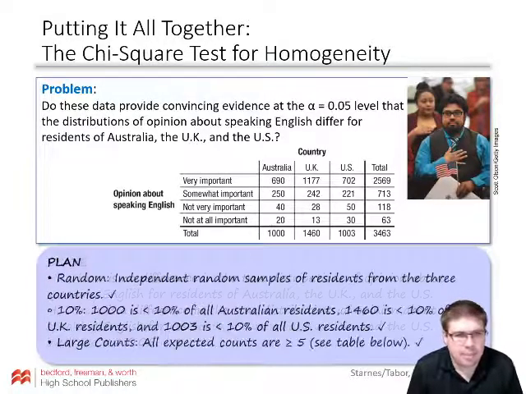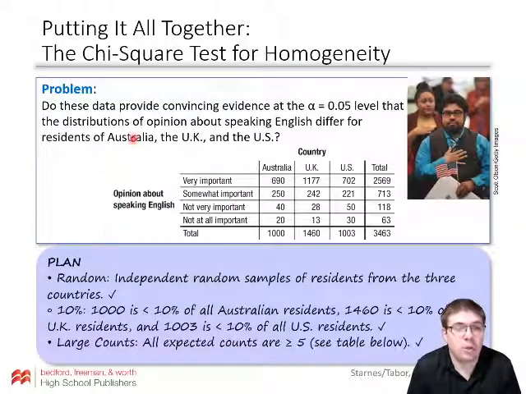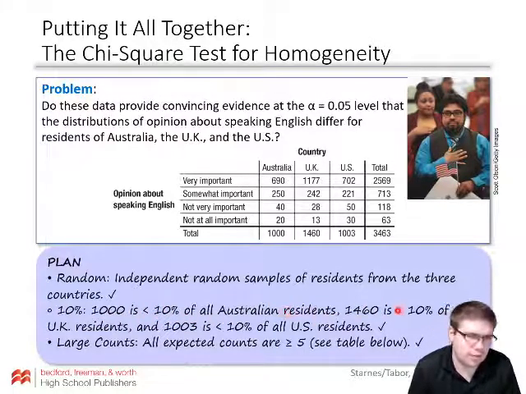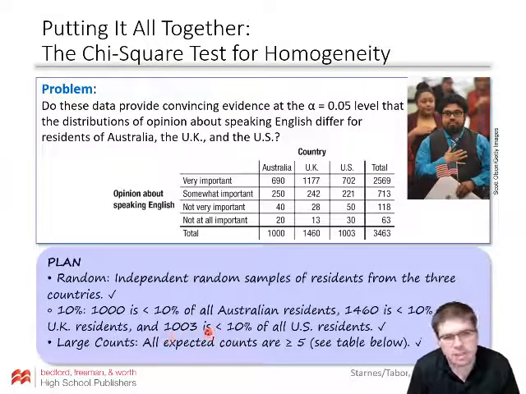Our plan step. We want to say our name. This is our chi-square test of homogeneity, and check our conditions. So random: we have independent random samples of residents of the 3 countries. The 10% condition: we definitely have less than 10% of each of those countries. So 1,000 is less than 10% of all Australians, 1,640 is less than 10% of all UK residents, and 1,003 is less than 10% of all US residents.